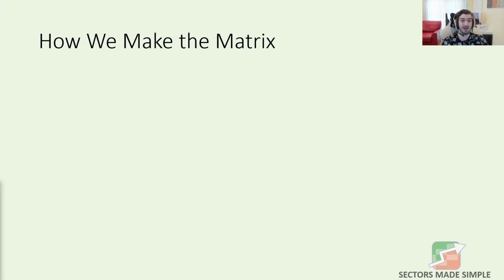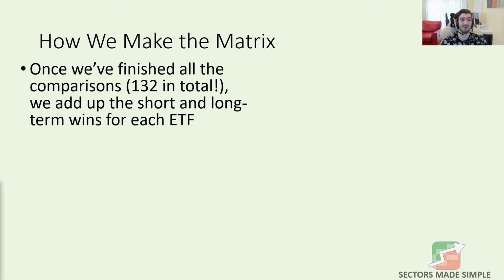Now, how do we make the matrix? This one is pretty straightforward once you get past step 1. Step 1, find the winners and losers 132 times. We have 11 sectors and the S&P, and we have to compare them against 11 other ETFs because you can't compare it against itself. So that ends up giving us 132 charts.